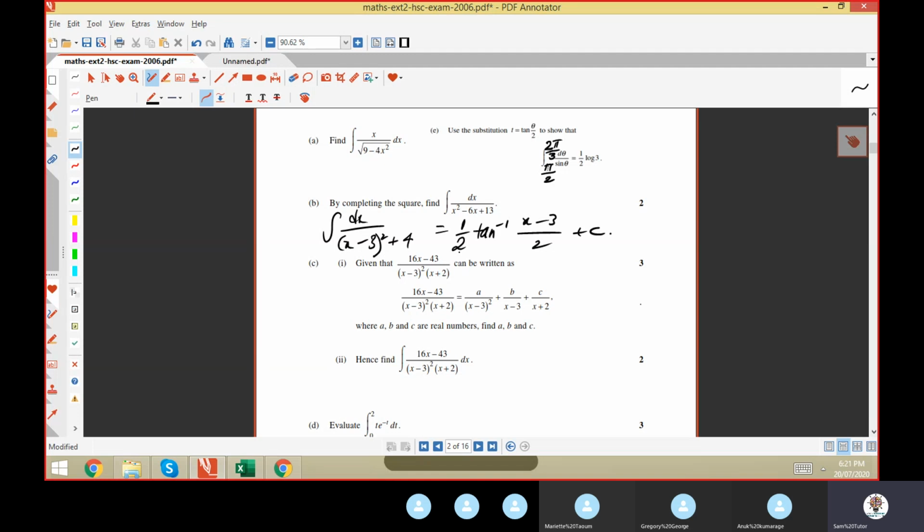If you didn't write the half, you'd lose 1 mark. Otherwise, if you completed the square correctly, you'll also just get 1 mark. So if you completed the square, that's 1 mark. If you actually got the full answer out, that's 2 marks. If you missed the half, it's still 1 out of 2. All right, all good.